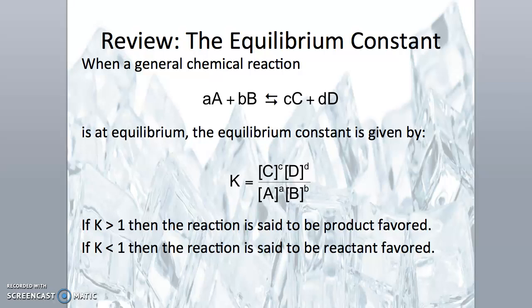In our previous lecture on chemical equilibrium, we showed how to calculate an equilibrium constant for a chemical reaction using equilibrium concentrations of reactants and products. The value of the equilibrium constant allows us to determine if the reaction is product favored or reactant favored at equilibrium.